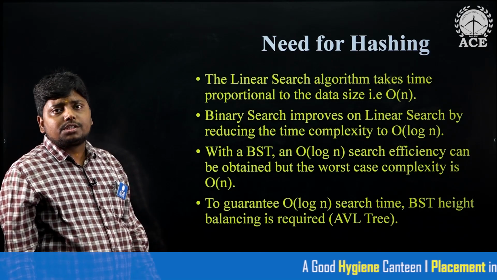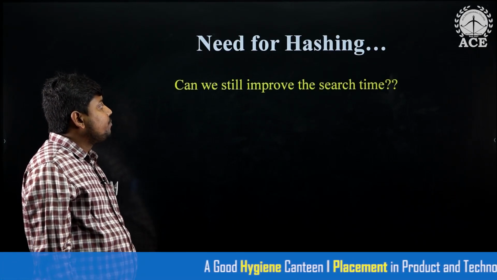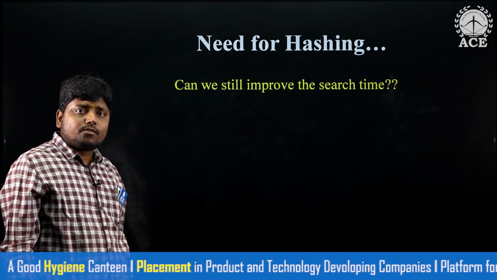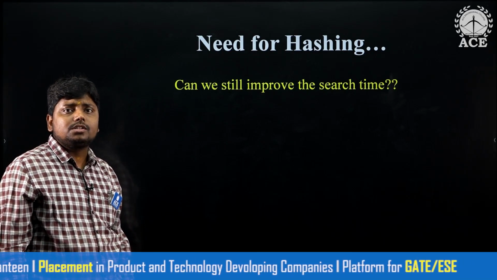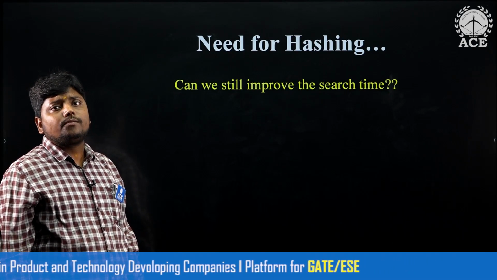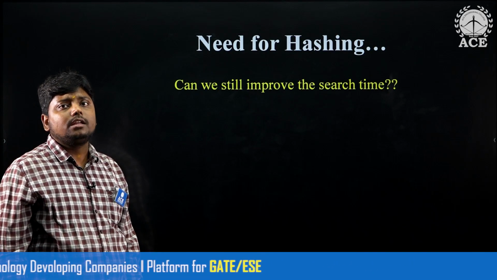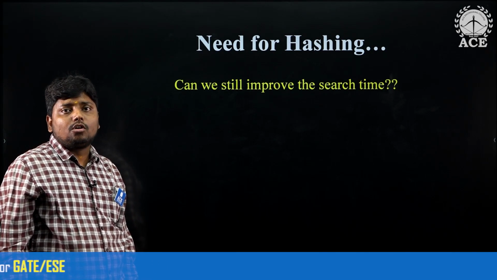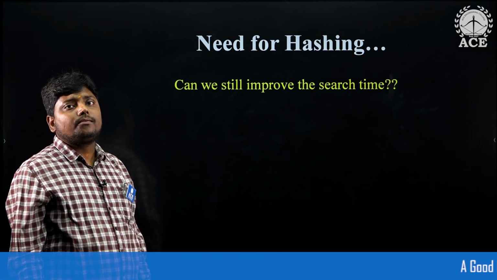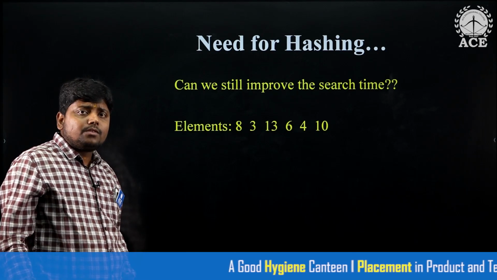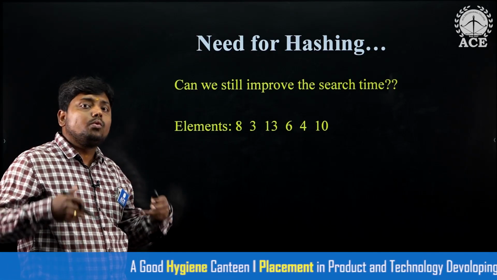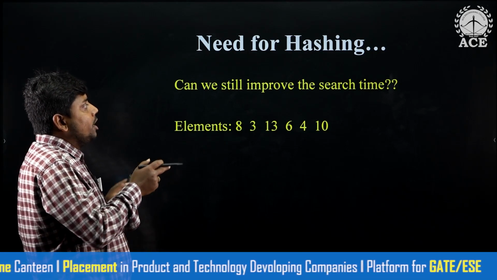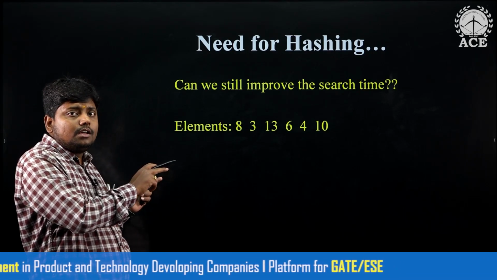But then we have a question in our mind: can we still improve our search algorithm? We started from order of n in linear search and reached order of log n, which is guaranteed in the case of the AVL tree. Now we try to further improve the search algorithm in terms of time complexity. Whether we can improve it or not, we will understand through an example.